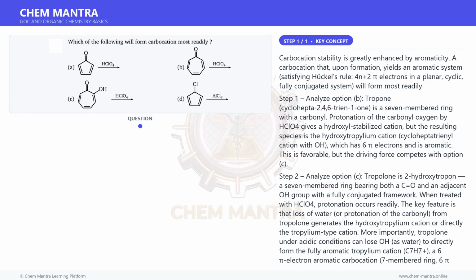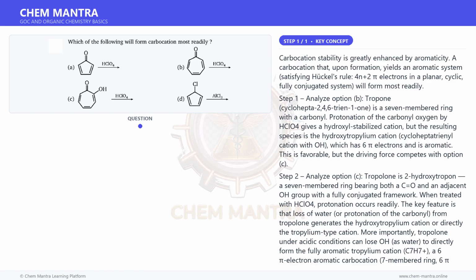A carbocation that, upon formation, yields an aromatic system satisfying Huckel's rule, 4n plus 2 pi electrons in a planar, cyclic, fully conjugated system, will form most readily. Step 1. Analyze option B. Tropone, cyclohepta-2,4,6-trien-1-one, is a 7-membered ring with a carbonyl.